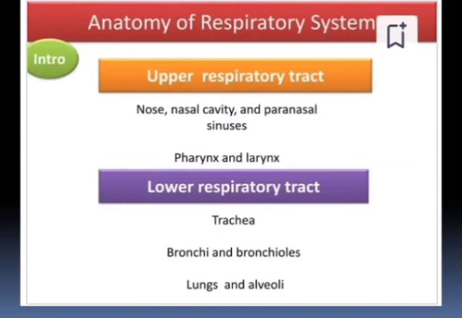And then the lower respiratory tract is formed by the trachea, the bronchi, bronchus, the lungs, the alveolar ducts, and alveolar sacs. We shall come to all of that.